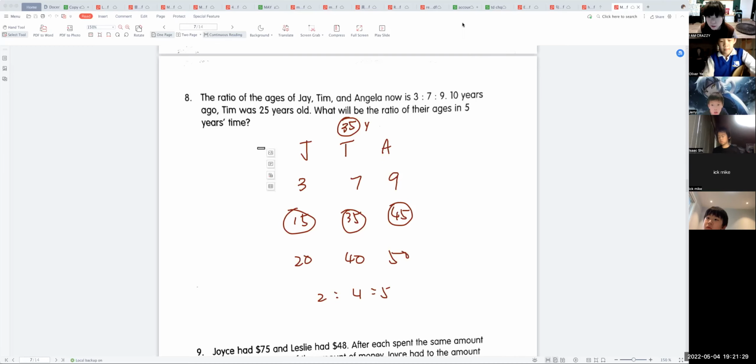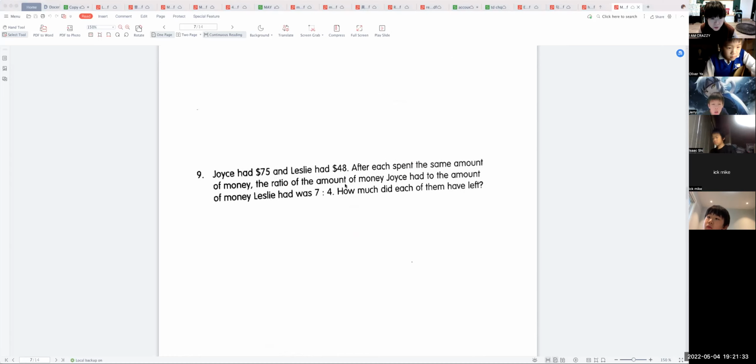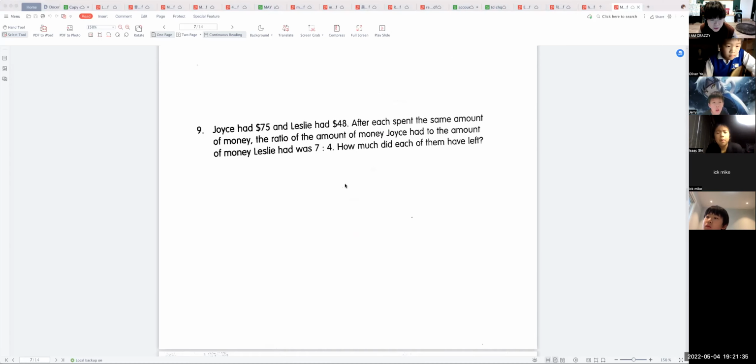好，这道太简单了啊，这道我们就不讲了。So let's take a look at this one, okay? Very easy. Joyce had 75 and Leslie had 48. And after each spent the same amount of money, the ratio of the amount of money Joyce had to the amount of money Leslie had was 7 to 4. How much did each of them have left?